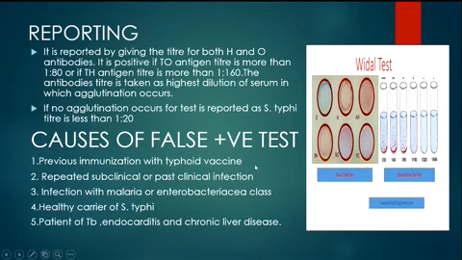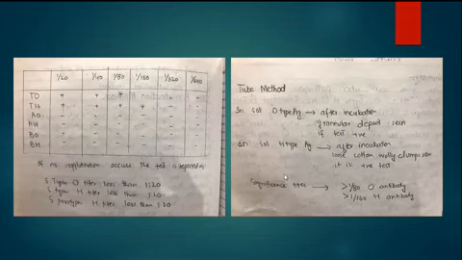Now there can be false positive tests as well, and the causes include previous immunization with typhoid vaccine, repeated subclinical or past clinical infections, infection with malaria or Enterobacteriaceae, healthy carrier of Salmonella typhi, patients of TB, endocarditis and chronic liver disease.